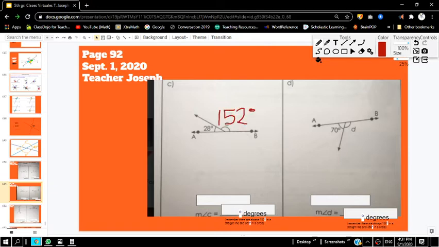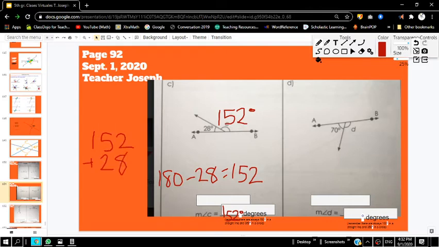Okay, if I wanted to check that, I could. And degrees. I could just take 180 minus 28, which is going to give me 152. Or I could add 152 plus 28. And that's going to give me 180.